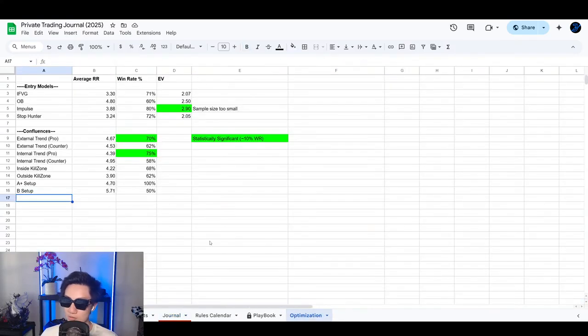Oh, another thing you can also do is combine confluences. So for example, let's say you want the most optimal trading strategy. People may not believe this, but you can get a win rate of 70 to 80% at Forex. 80% win rate at Forex is possible if you are very selective on your trades.